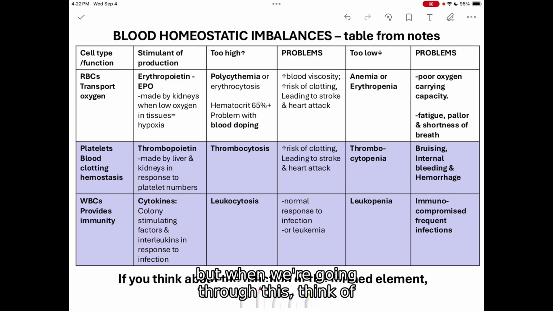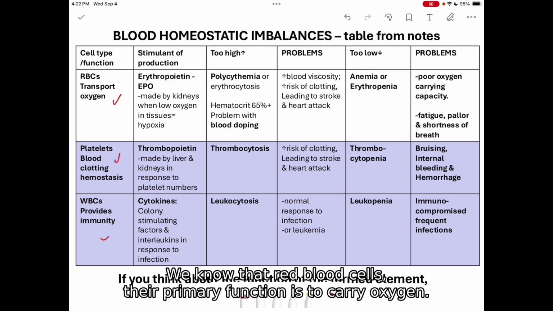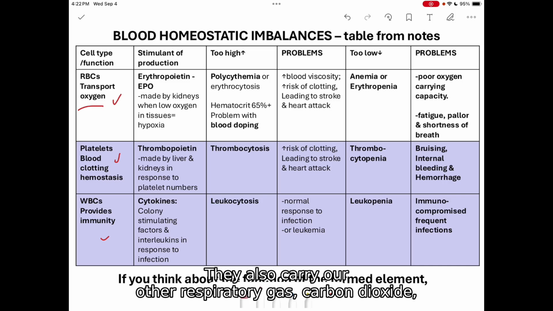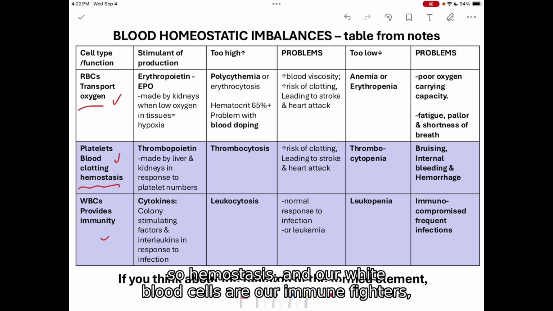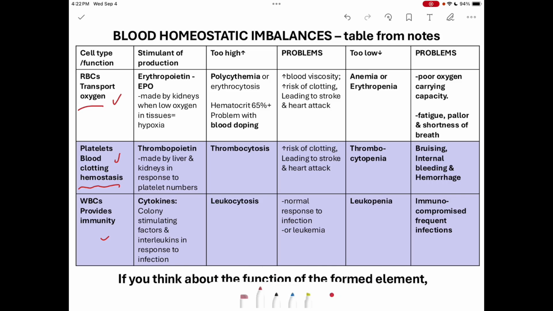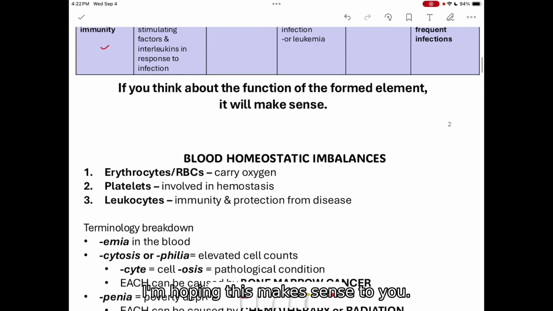But when we're going through this, think of the function of each of these formed elements. We know that red blood cells, their primary function is to carry oxygen. They also carry our other respiratory gas, carbon dioxide, which is our waste gas, but to a lesser extent. We know that platelets have to do with blood clotting, so hemostasis. And our white blood cells are our immune fighters, so they protect us from disease. I'm hoping this makes sense to you.